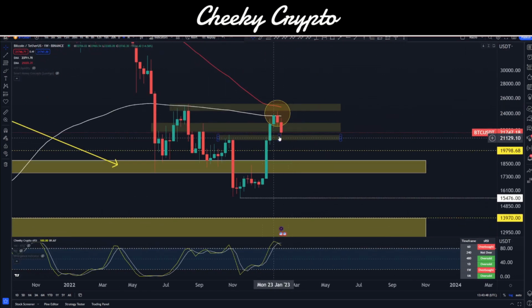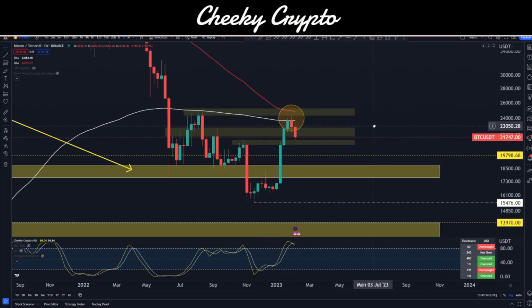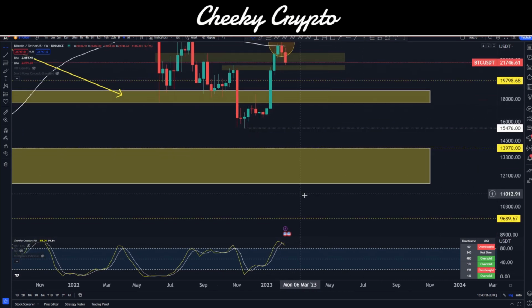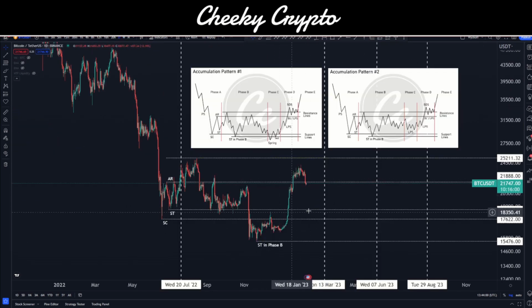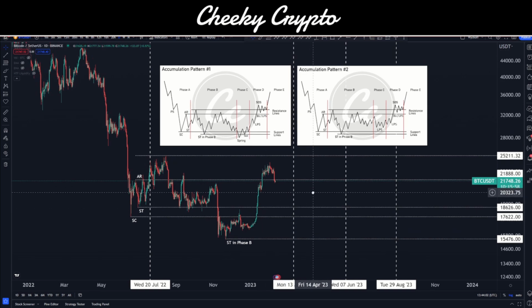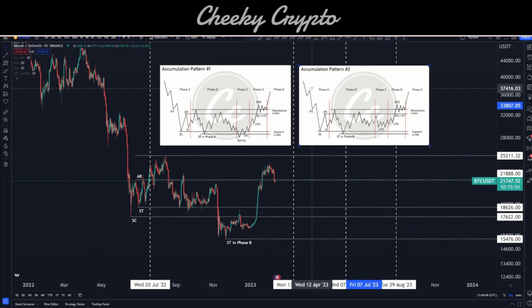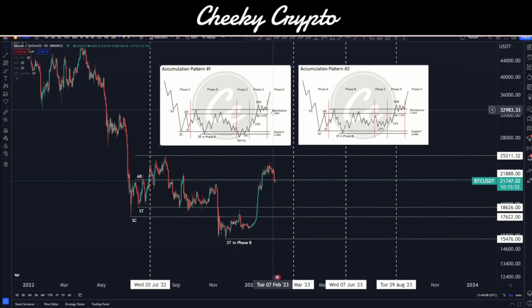From our weekly chart, we can see big rejection on the 200 weekly EMA. We are overbought on the weekly chart, so yeah, we're looking for bigger retracements, potentially new lower lows. Not a guarantee, but I am targeting 18,626 according to the Wyckoff accumulation pattern, either pattern 1 or pattern 2. Both of them are targeting the $18,500 range, and basically it's a secondary test of phase A over here that we're looking to come back down and retest.